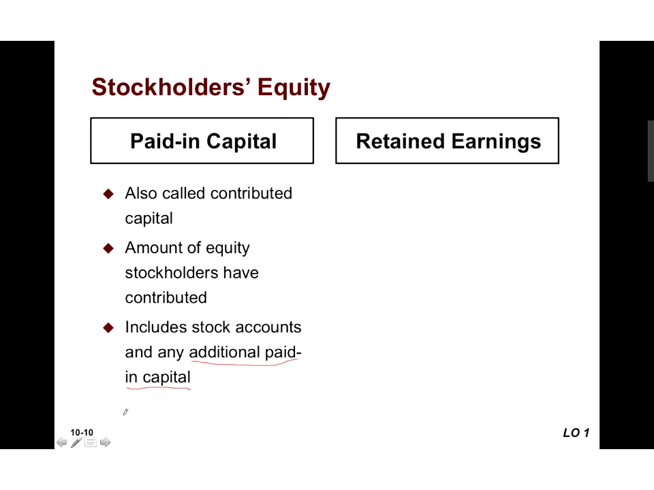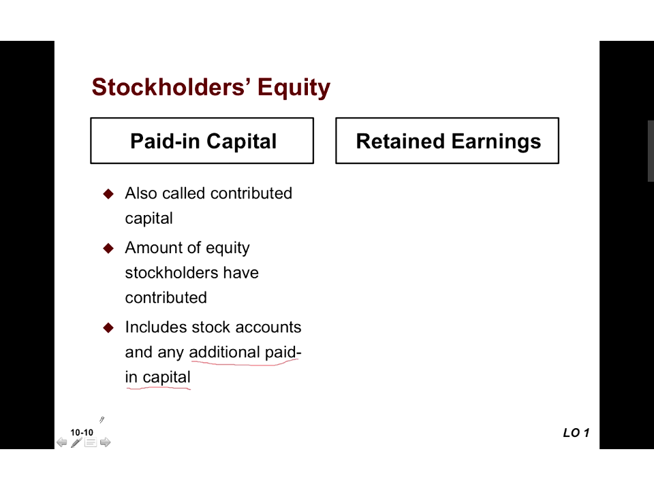We're going to see an account called additional paid-in capital. That word additional is key because this whole category on this left side is called paid-in capital. So that would be the common stock, that would be the preferred stock. But we're going to see coming up that we put certain dollar amounts in common stock, and anything above that certain dollar amount becomes additional paid-in capital.